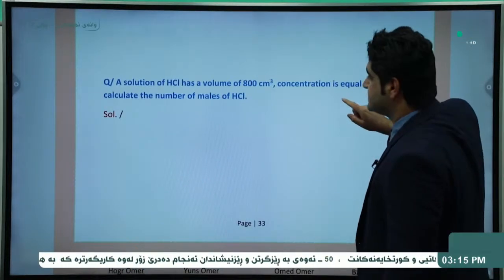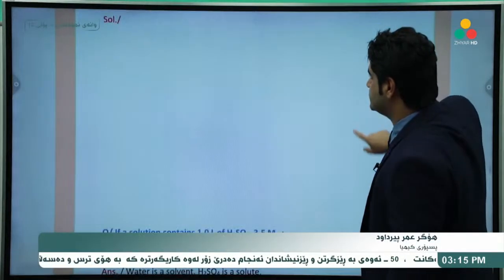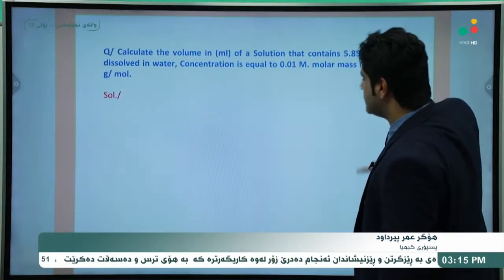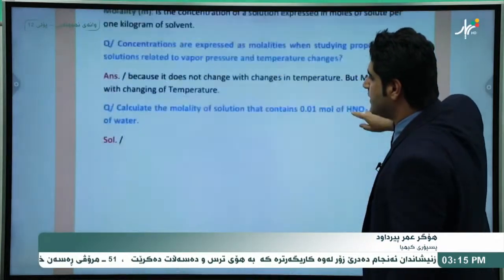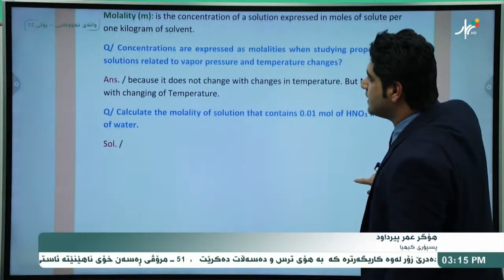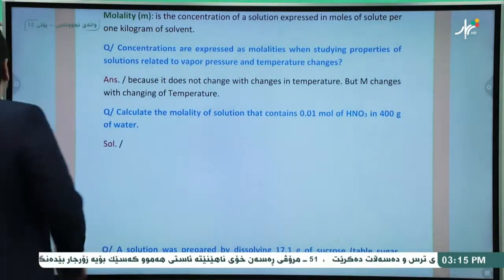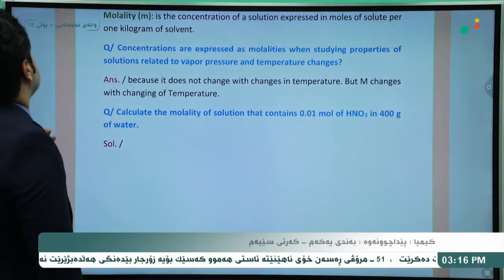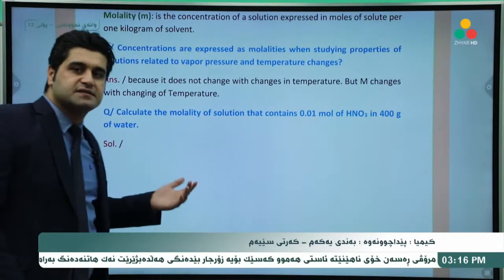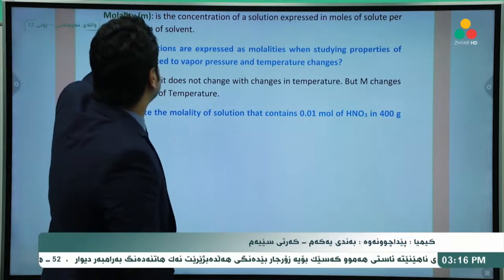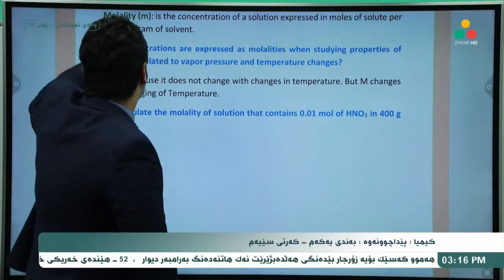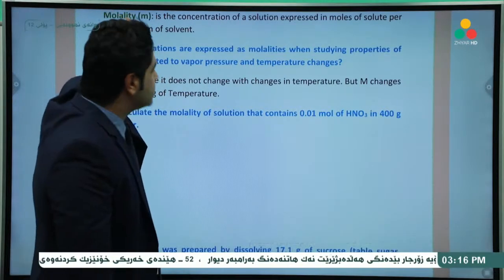This exactly has the same idea as the first question. So I think that's enough about the molarity. So let's talk about the molality, small m. What is the molality? Molality is the second expression of the concentration.